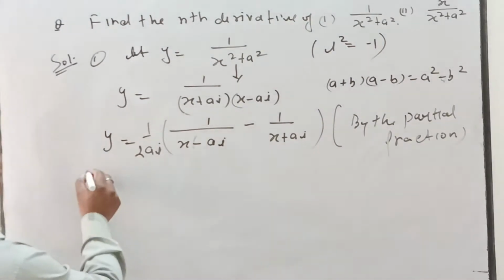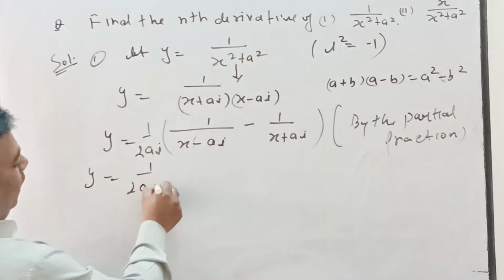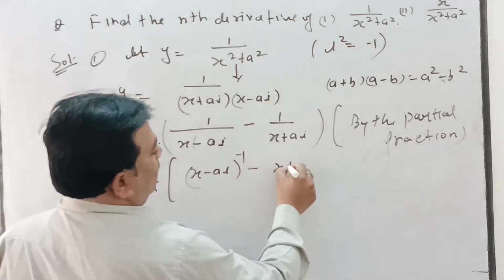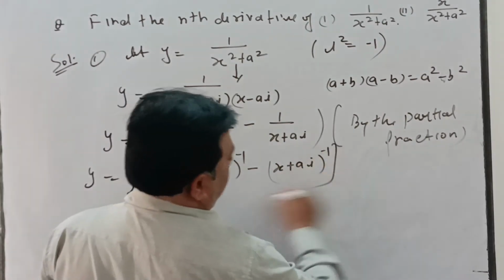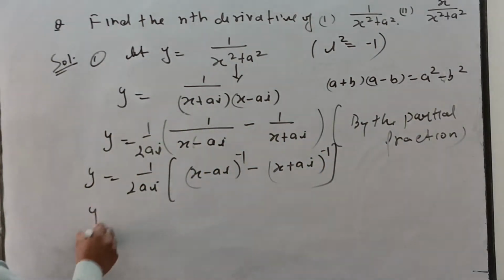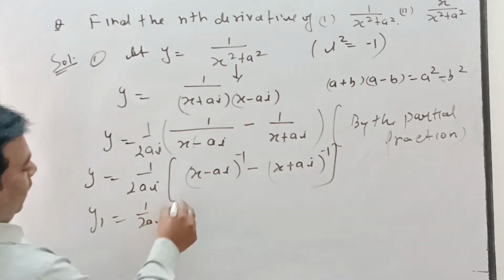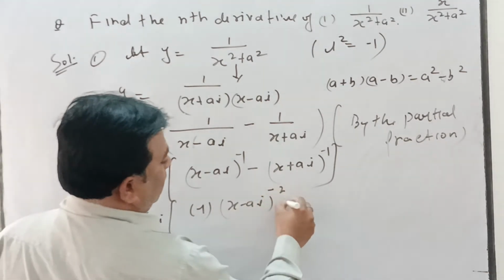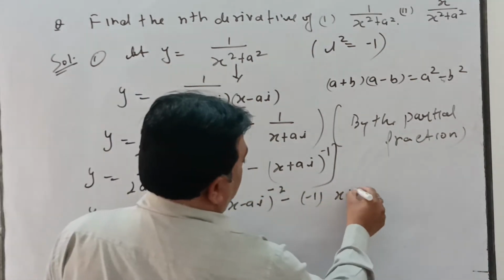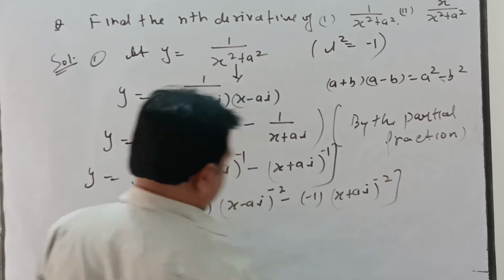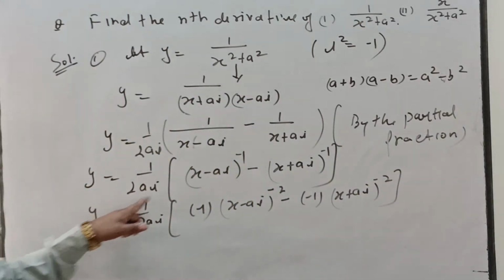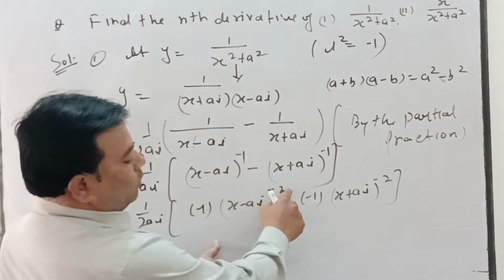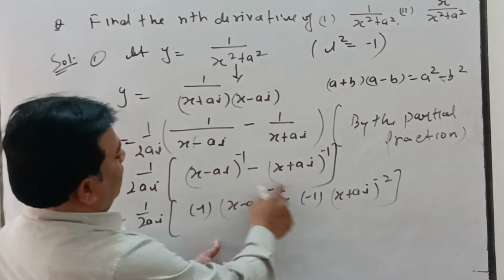Now y equal to 1 upon 2ai times ((x minus ai) to the power minus 1 minus (x plus ai) to the power minus 1). So differentiating this, y1 equals 1 upon 2ai times (minus 1 times (x minus ai) to the power minus 2 minus minus 1 times (x plus ai) to the power minus 2). We differentiate these functions: the power minus 1 comes in front, and then the power reduces by 1, so minus 1 minus 2.